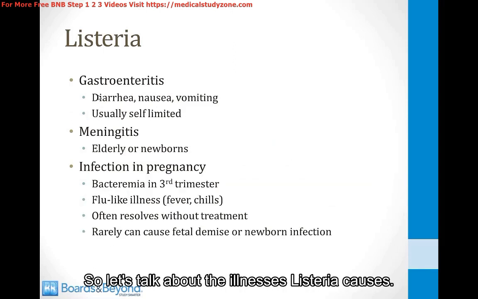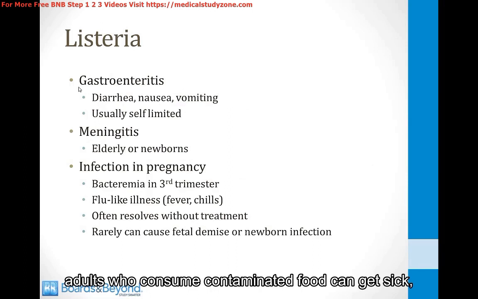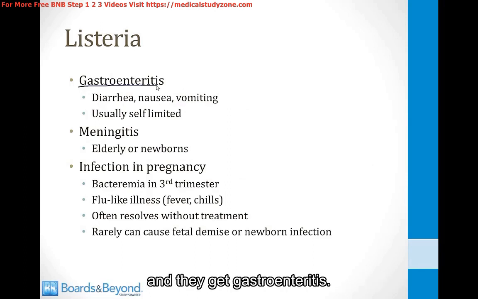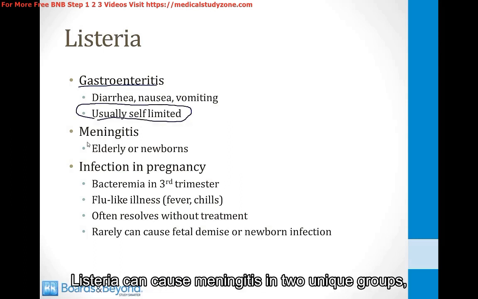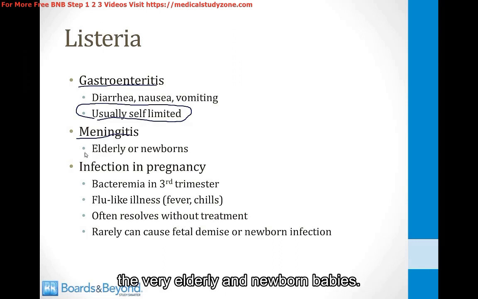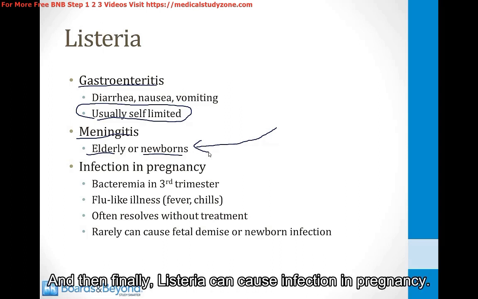So let's talk about the illnesses Listeria causes. As I said before, adults who consume contaminated food can get sick, and they get gastroenteritis. It's usually diarrhea, nausea, and vomiting. It's usually self-limited and doesn't need to be treated. Listeria can cause meningitis in two unique groups, the very elderly and newborn babies. And again, that's because both of these groups of patients have poor cell-mediated immunity. And then finally, Listeria can cause infection in pregnancy.